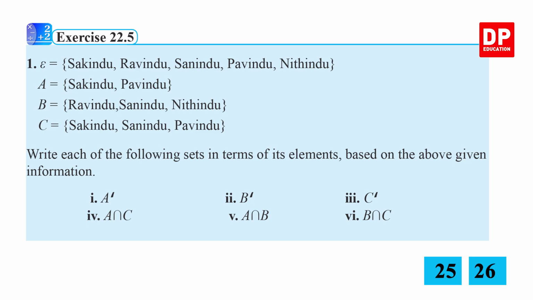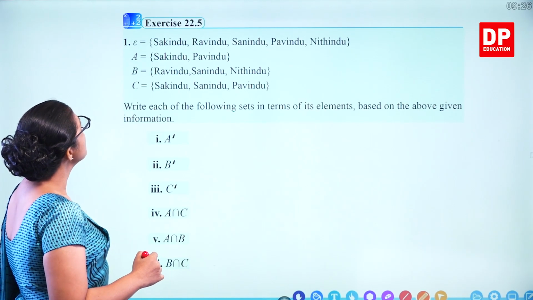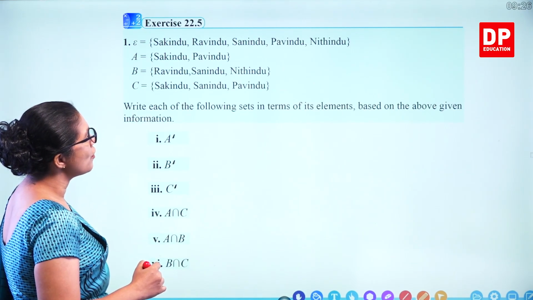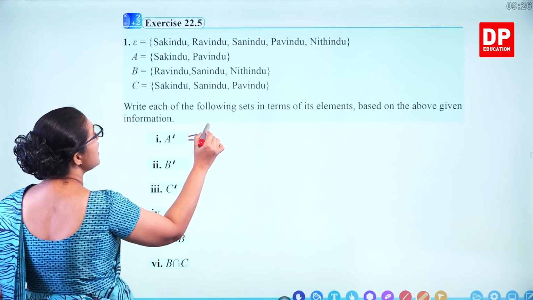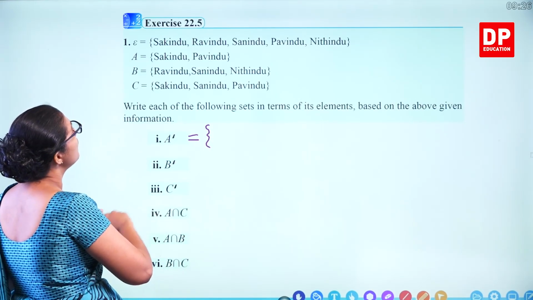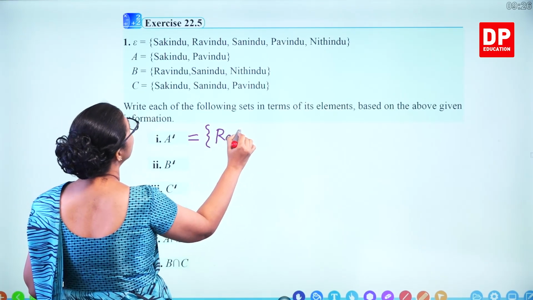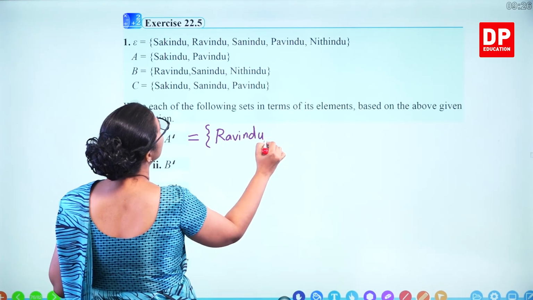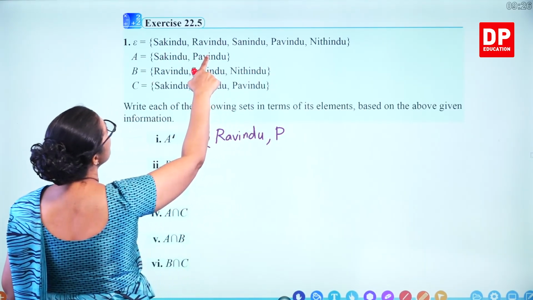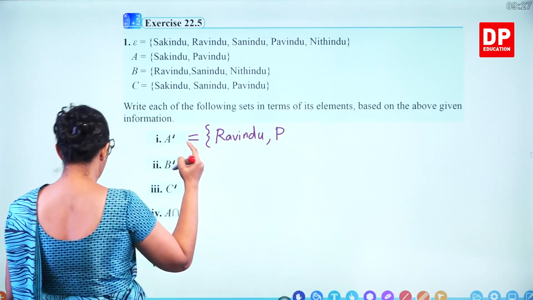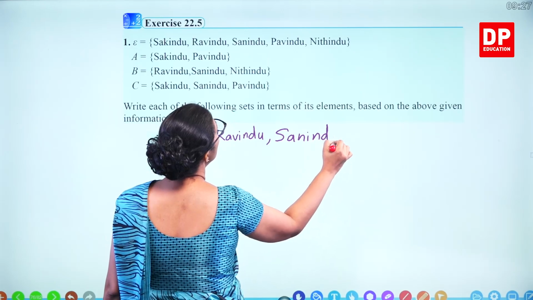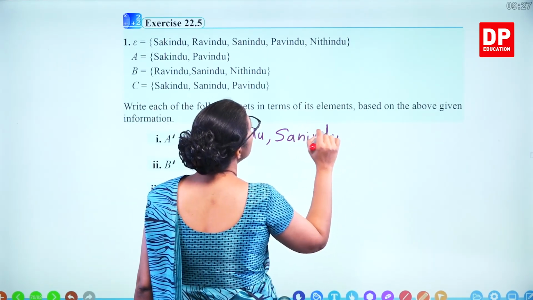Exercise 22.5. You are given 3 sets. Write each of the following sets in terms of the elements based on the above given information. A dash. A dash means not Sakindu, not Pavindu. Then it can be Ravindu, Sanindu and Mithindu. Pavindu and Sakindu you can't take.